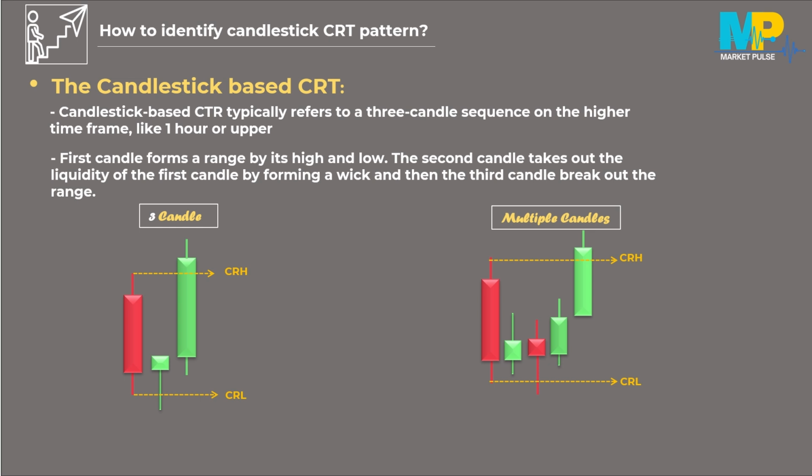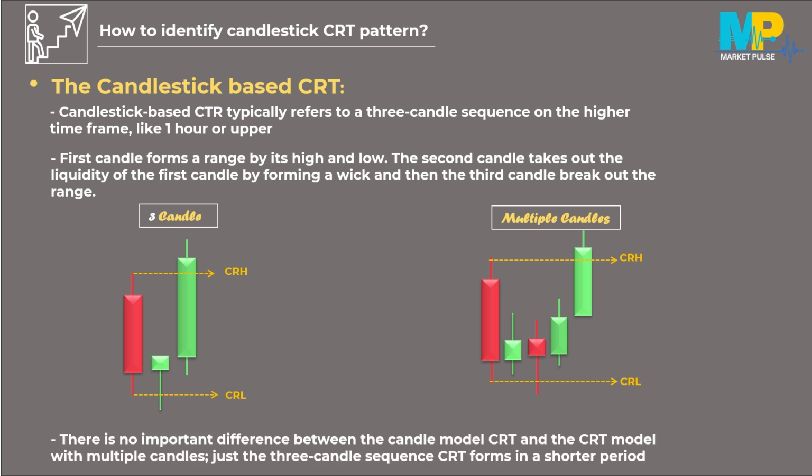breaks out the range. Please note that the CRT model is not usually formed by a three-candle sequence, and it is not restricted to three candles and can be formed by multiple candle series. There is no important difference between the candle model CRT and the CRT model with multiple candles. Just the three-candle sequence CRT forms in a shorter period.